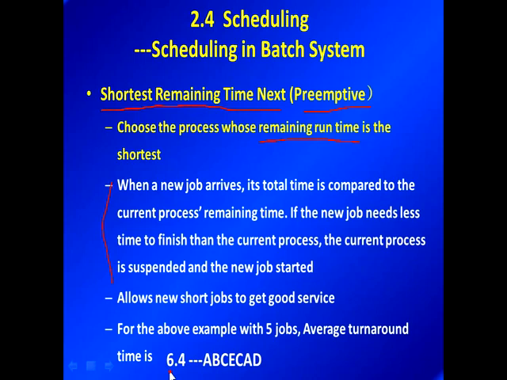But you can see we have different final average turnaround times if we adopt shortest remaining time. Obviously this average turnaround time based on shortest remaining time is much less than FCFS and SJF, right? And I just list the possible execution order for these 5 jobs.